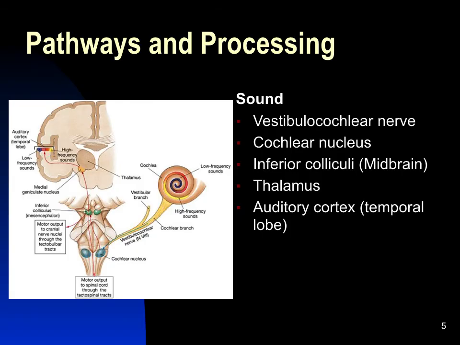So anyway, sound processing happens. First, the sound is detected in the cochlea, which you can see there. Then the vestibulocochlear nerve, cranial nerve 8, goes to the cochlear nucleus, which then transmits sound to part of the midbrain called the inferior colliculi, which then sends it to the thalamus, which then goes to the auditory cortex of the temporal lobe.